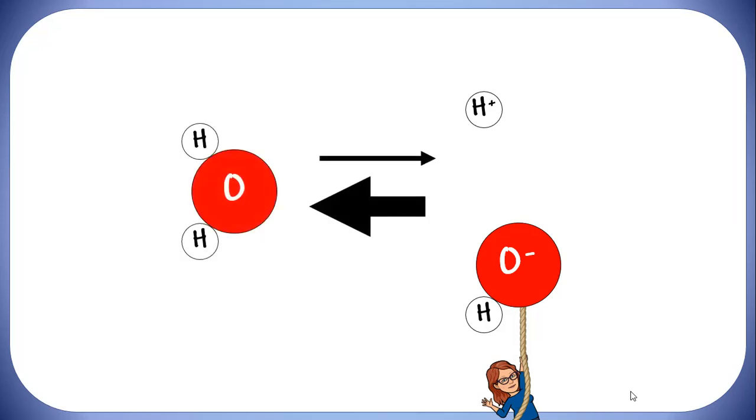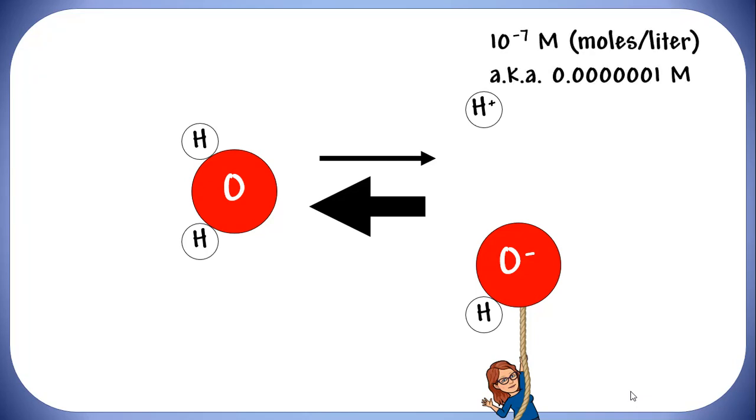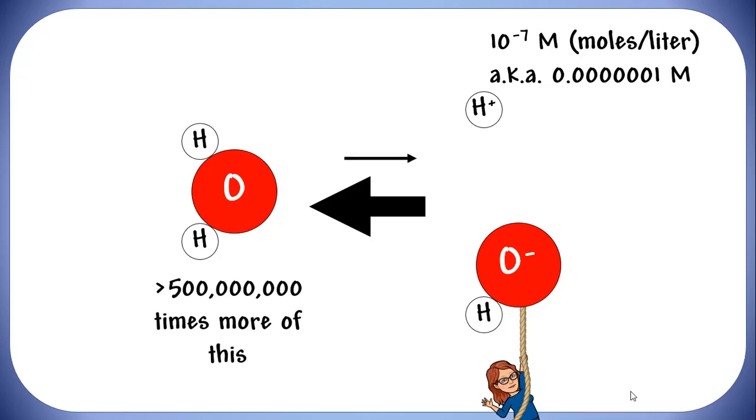In pure water, the concentration of hydrogen ions in solution is 10 to the negative seventh molar. To put that in perspective, that's 500 million times less than the number of water molecules, but changing that number just a bit can make a big difference in how a solution behaves.